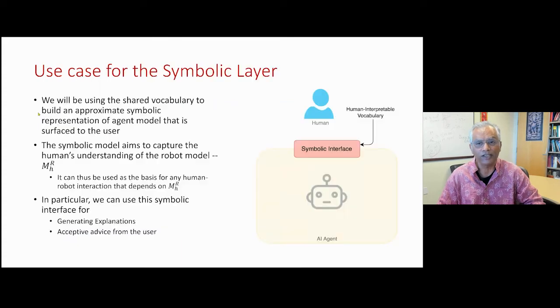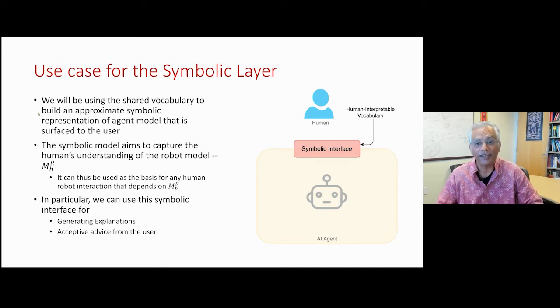So that gets me to the second part. The use case for the symbolic layer for us is that we want to use the shared vocabulary to build an approximate symbolic representation of the agent model that is surfaced to the user as needed and on demand. This symbolic model aims to capture the human's understanding of the robot model, for example, the MRH that I mentioned earlier, and it can thus be used as a basis for any human-robot interaction that depends on MRH, such as model reconciliation-based explanations.